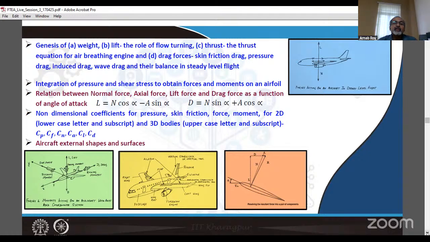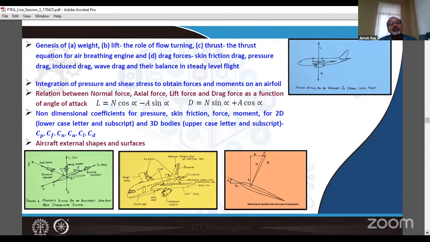Drag forces, where do they arise from? So there are different sources like skin friction drag, pressure drag, induced drag, form drag, wave drag. And we also appreciate that all these four forces should balance each other in terms of pairs. So weight balances lift, thrust balances drag if the aircraft is in steady level flight.